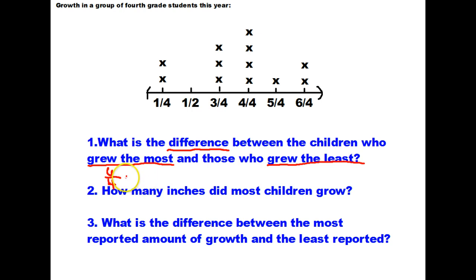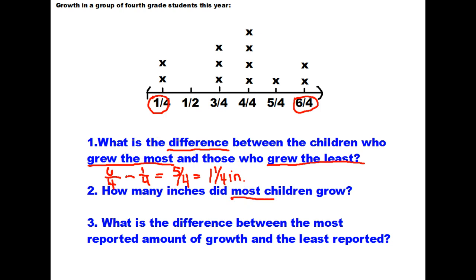And then some kids didn't do as much this year. They only grew 1/4. So my smallest fraction and my biggest fraction. The kid who grew the most grew 6/4. The kid who grew the least grew 1/4. And here it's easy peasy. 6/4 minus 1/4 is 5/4, which you should not leave like it is because it's improper. 5/4, well, 4/4 is 1 whole, so that's going to actually be 1 and 1/4 inches.